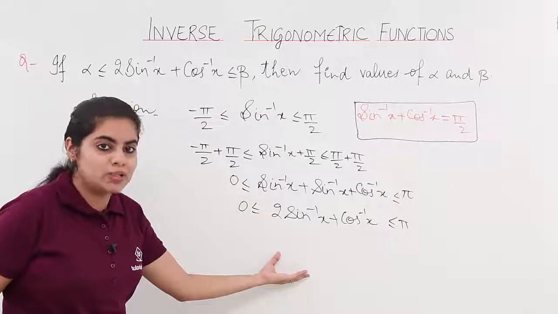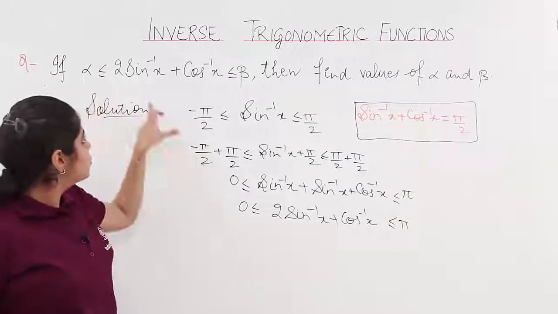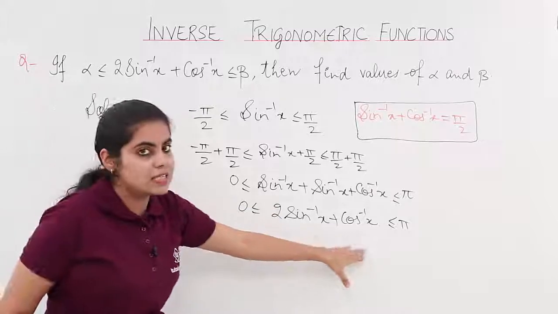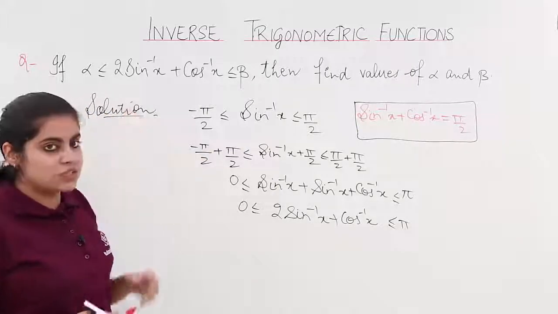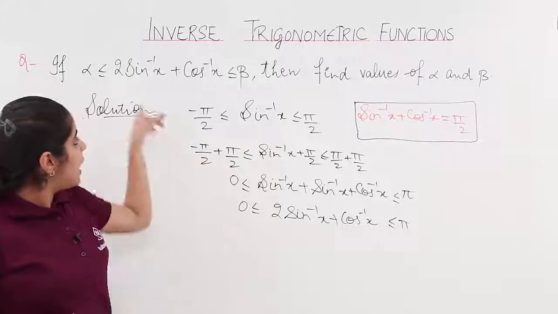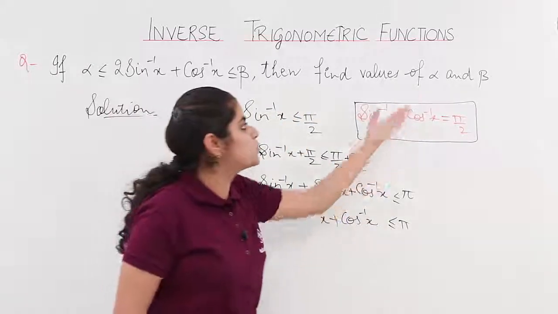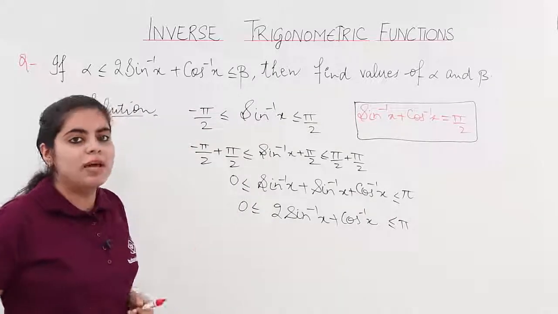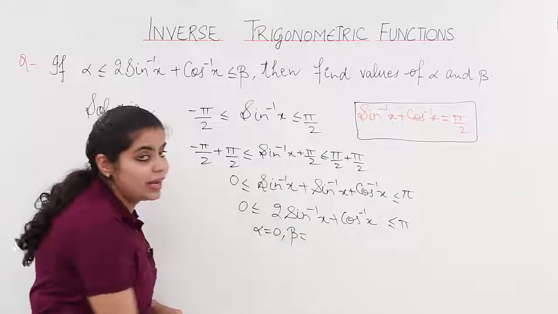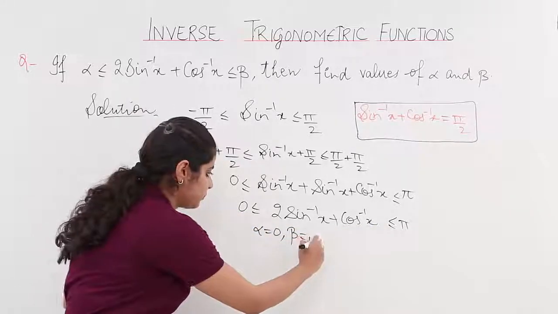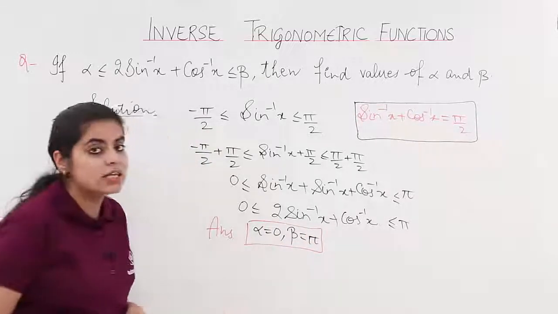Let's match this with the question. The question was alpha, which is 0 here, less than or equal to 2 sin inverse x plus cos inverse x as it is the function, less than or equal to beta. So if you compare the final step with the question itself, you get two values, 0 as alpha and pi as beta, and we were supposed to find what? We were supposed to find the values of alpha and beta only. So comparing with the question, I have the final answer as alpha is 0 and my beta, which is here, is pi. So let's enclose this in a big box and this is my final answer for this question.